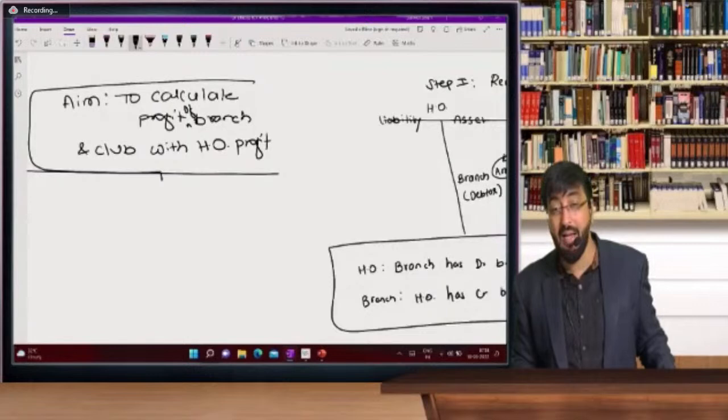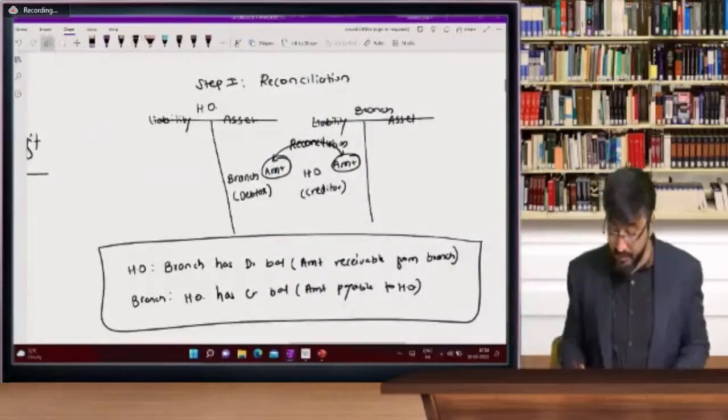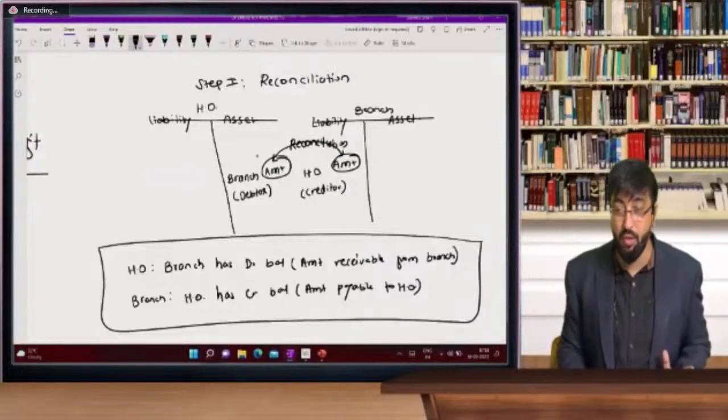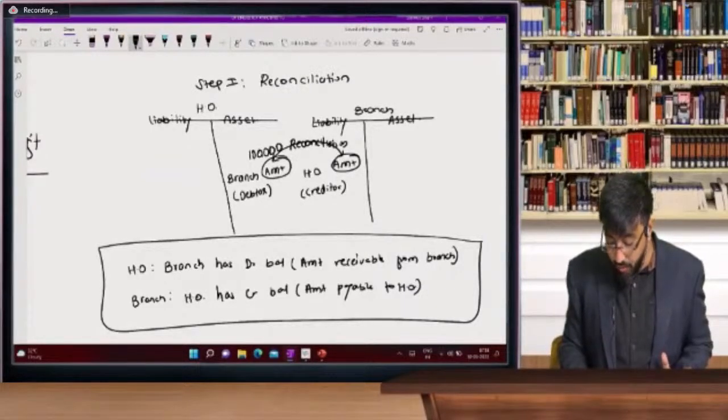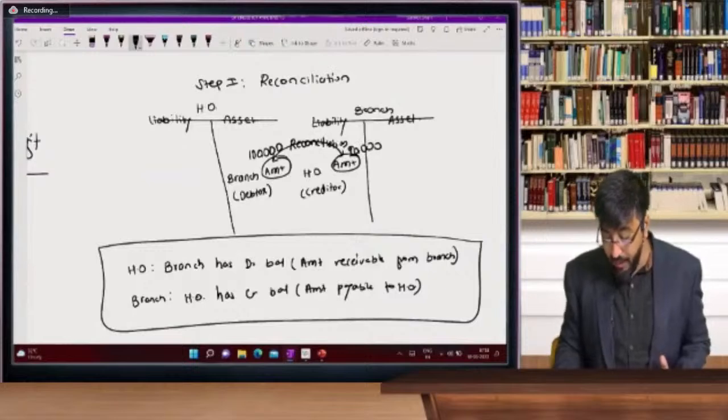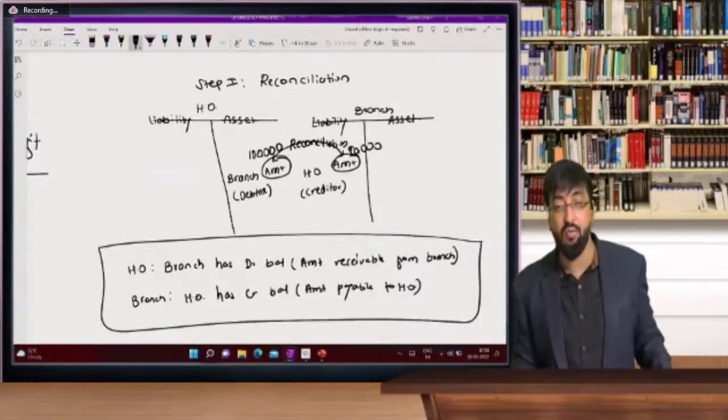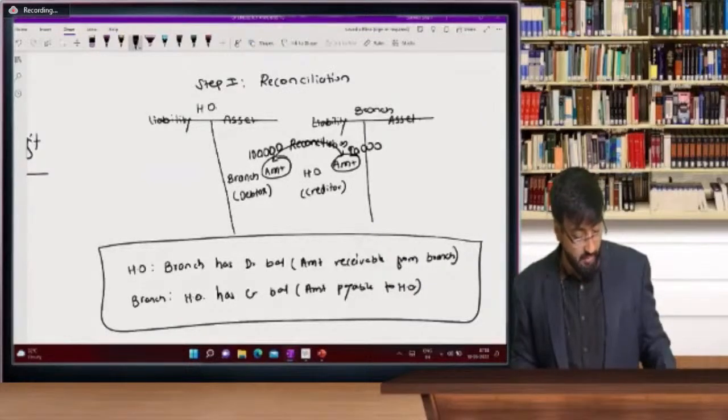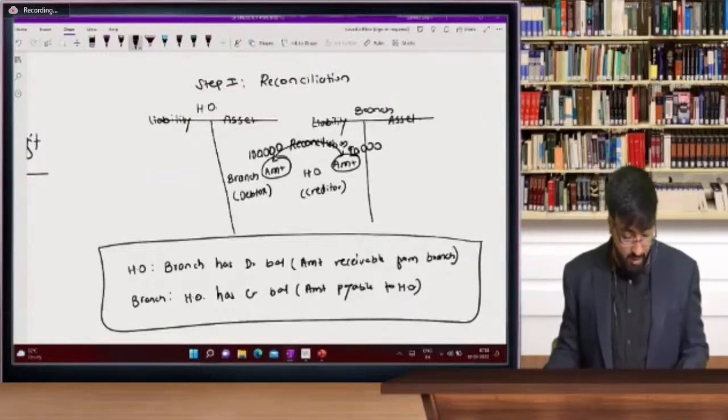Mukta, balances are not matching. What does it mean? It means the balance sheet is not going to tally. If in HO books the branch is showing 1 lakh rupees, and in branch books HO is showing 90,000 rupees, it means we need reconciliation.